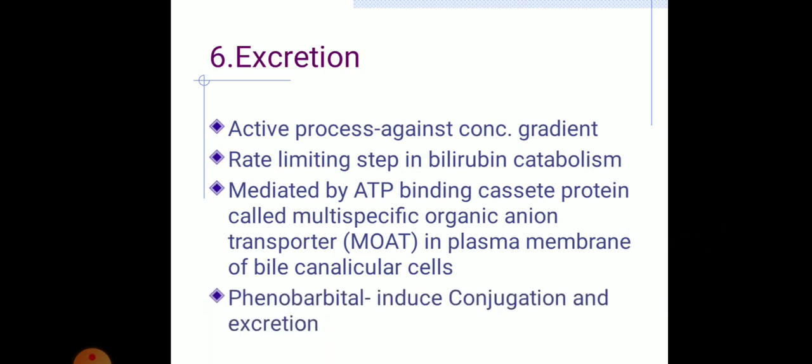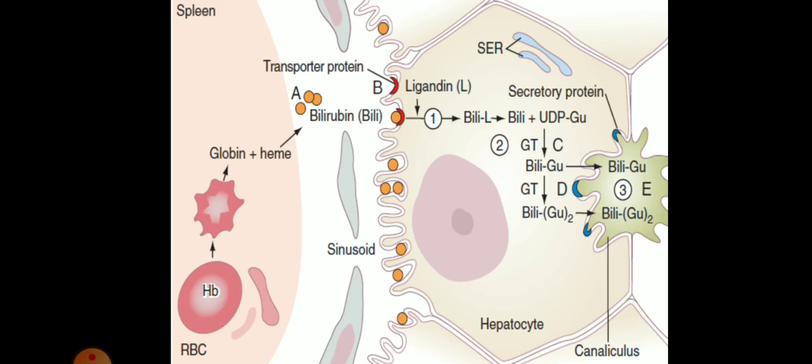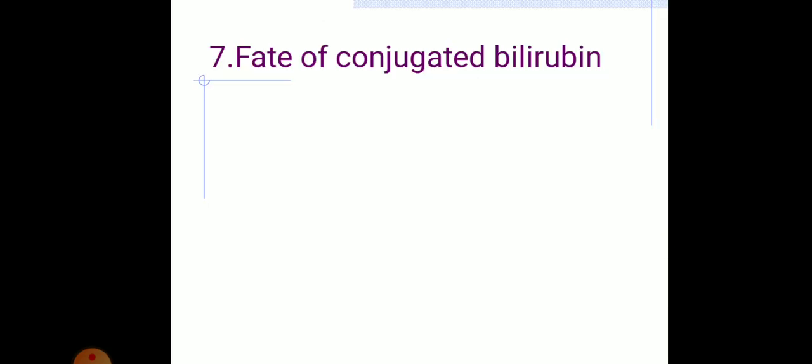Phenobarbital is a drug which induces conjugation and excretion. Phenobarbital is the drug which induces conjugation and excretion, so it is given in jaundice patients. This is the picture showing the heme catabolism and conjugation. You can see. Then the 7th step, fate of conjugated bilirubin.